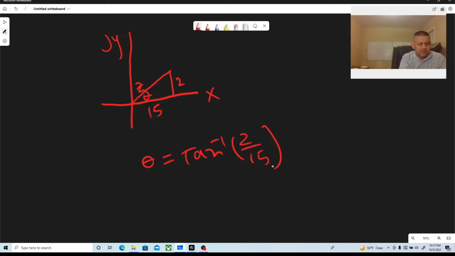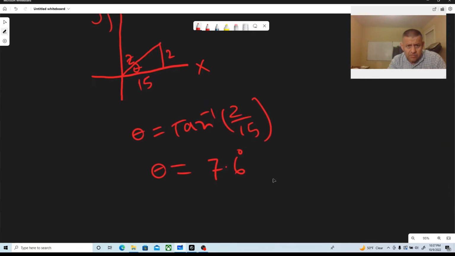so we're looking for the angle. Let me see if it's in degree mode. It has to be degree mode. So let's do tangent inverse of 2 over 15, which is approximately 7.6 degrees. So we found the angle, but we need something else.